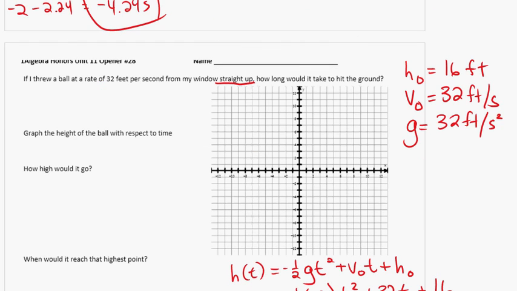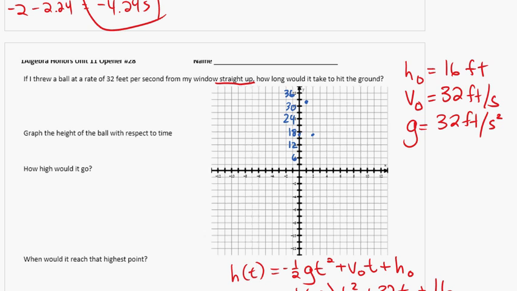Again, I don't have enough spaces here. I only have 12. So what if I made every one 3? So this would be 6, 12, 18, 24, 30, 36. So at 1, 32 would be about here. And I know the jump value is negative 16, because that's my a value. So I go right 1, down 16, roughly there, and on the same side there.